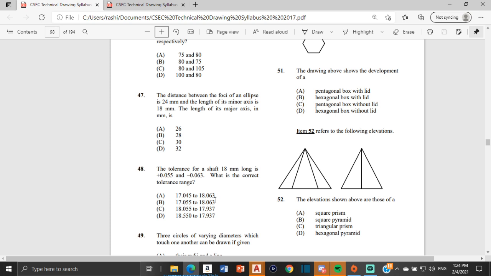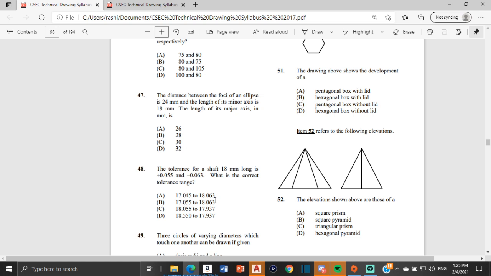Alright. Number 48. The tolerance for a shaft 18 millimeters long is plus 0.055 and minus 0.063. What is the correct tolerance range? The correct tolerance range would have to be 18.055 to 17.937. All right.